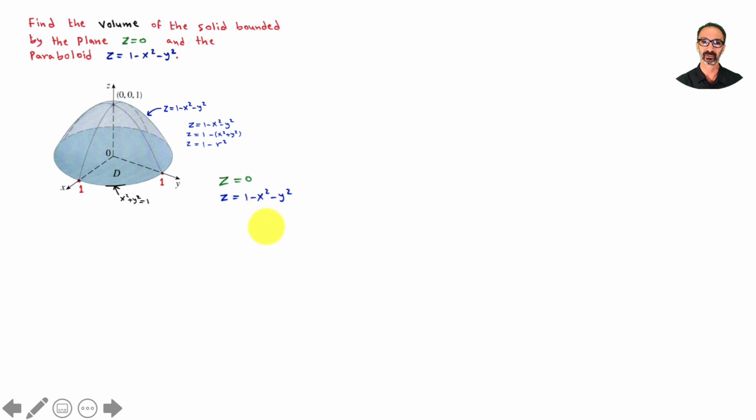Setting them equal to each other to see where they intersect, it looks like a circle because it's the same opening towards x and y, so it's kind of circular, right? Setting them equal to each other, I get this equal to this. Rearranging, I get x squared plus y squared equals 1. But what is that? That is a circle with radius 1. It's right there. Okay?